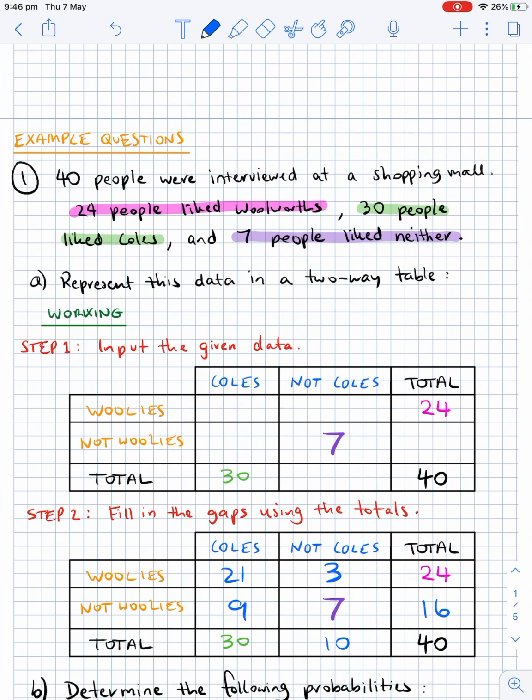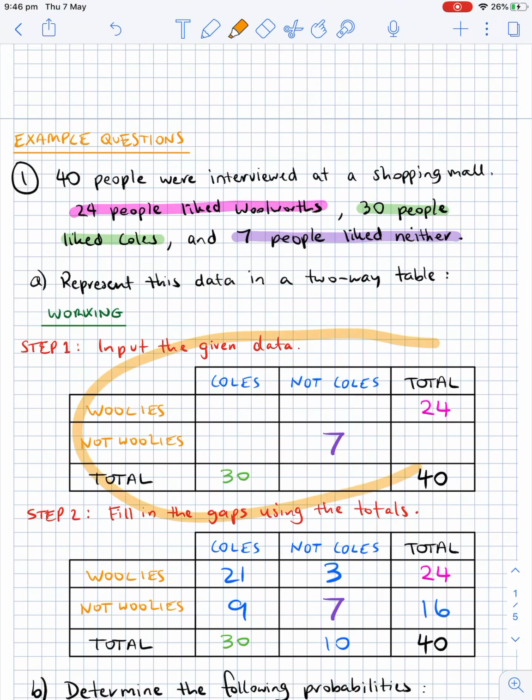Okay, let's do an example question. 40 people were interviewed at a shopping mall. 24 people liked Woolworths, 30 people liked Coles out of these people that were interviewed, and 7 people liked neither. So we can represent this sort of situation in a two-way table because we need to consider the fact that there are people that may like both Woolworths and Coles. So it's an overlapping sort of situation.